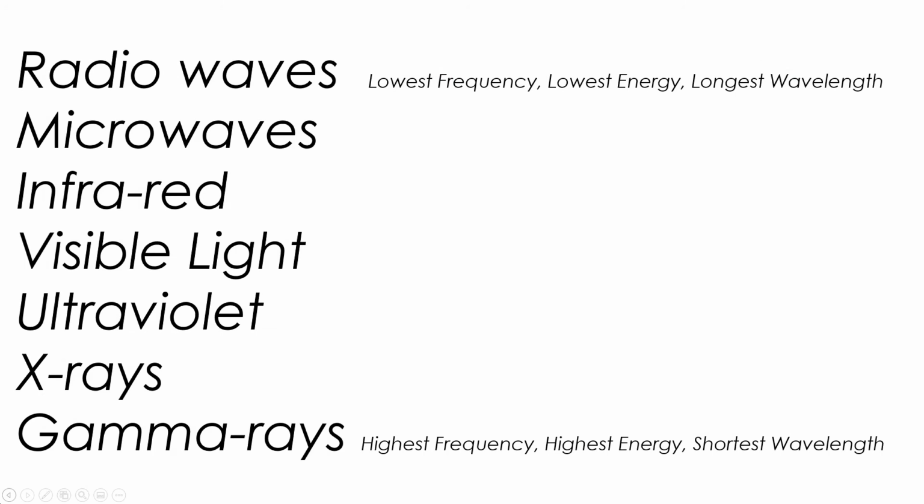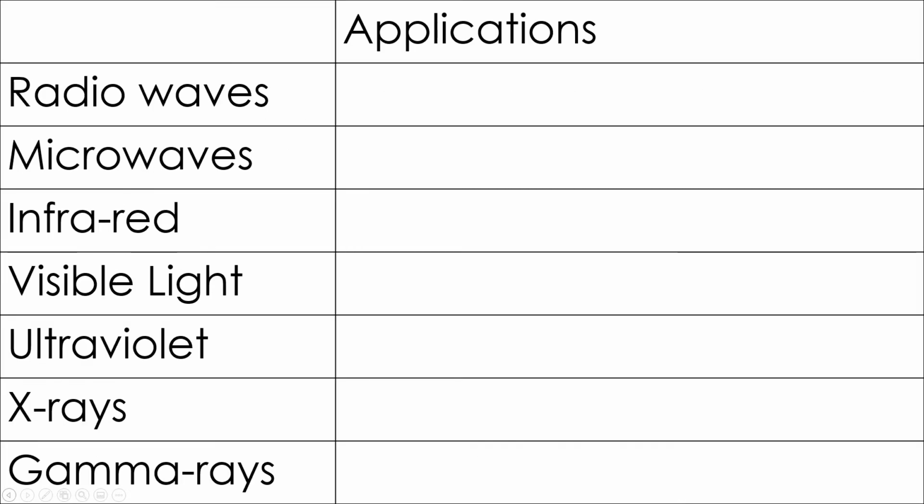So let's look at the frequency, energy, and wavelength. Radio waves are the lowest frequency, lowest energy, and longest wavelength, whereas gamma rays are the highest frequency, highest energy, and shortest wavelength. So write down a table in your books with applications and then the different parts of the electromagnetic spectrum.